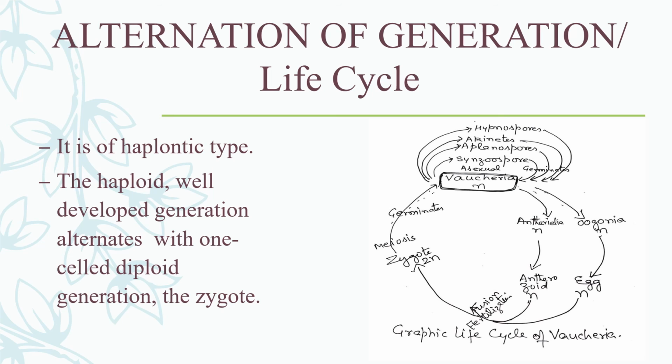Since the maximum period of time in the life cycle is represented by the gametophytic phase, this type of life cycle is called the haplontic type of life cycle. The sporophytic generation is represented only by the zygote, and that too is short-lived. It undergoes meiosis immediately, giving rise to the new thallus. So the life cycle of Vaucheria is completed.